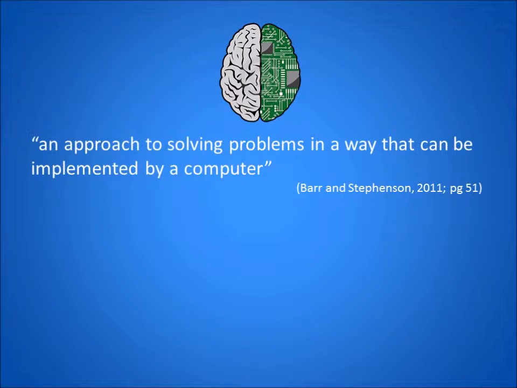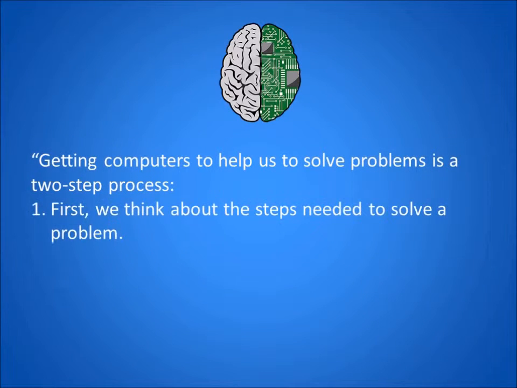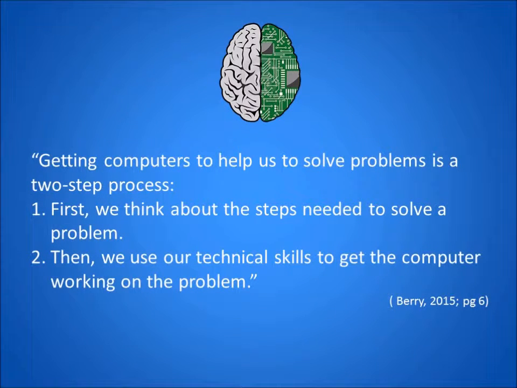understand the world. Computational thinking is an approach to solving problems in a way that can be implemented by a computer. We use computers to help us solve problems that we would not be able to solve otherwise, but to get computers to help us, we must first think about the steps that are needed to solve the problem, then use technical skills to tell the computer what to do. Computational thinking applies to the first step, where we must first understand the problem in order to solve it.